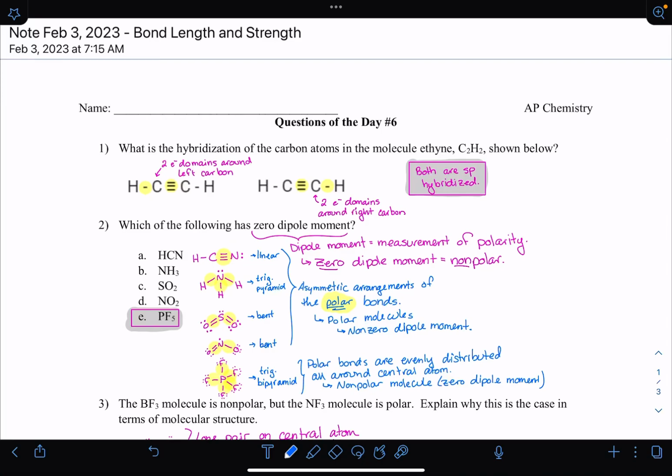Hello friends, so for today's questions of the day we have a few related to the polarity stuff we talked about yesterday and then a couple things about bond length and bond strength that I just want to make sure we've talked about at some point.